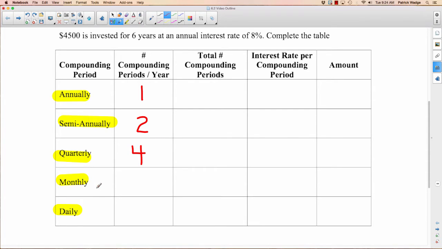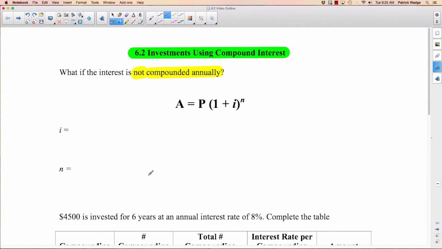Monthly. How many times would you get interest if you got it every month? Well, in 1 year you'd get the interest 12 times. And daily. How many times would you get interest if it was compounded daily? You'd get it 365 times. Except on a leap year, you get 366, wouldn't you? Okay, so that's what I'm talking about. What's the impact, and how do we calculate it if you get interest more than one time per year? So what we're going to start with is the same formula we had last time.